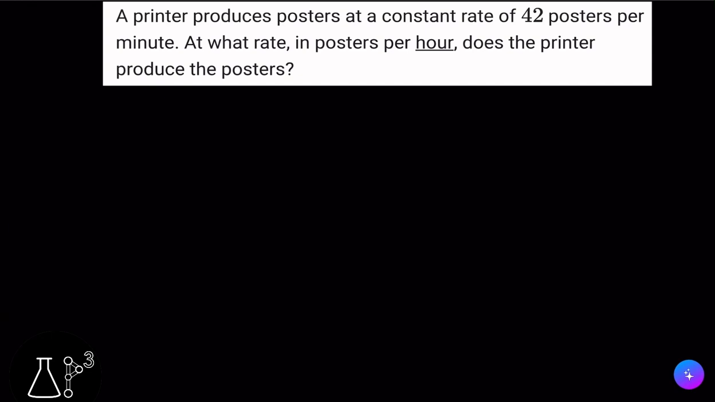Now, the question asks the following: a printer produces posters at a constant rate of 42 posters per minute. At what rate in posters per hour does a printer produce the posters? Okay, so we're given that there's a constant rate of 42 posters per minute. So let me rewrite that in blue. 42 posters per minute. And what we're looking for is what is the rate in posters per hour.